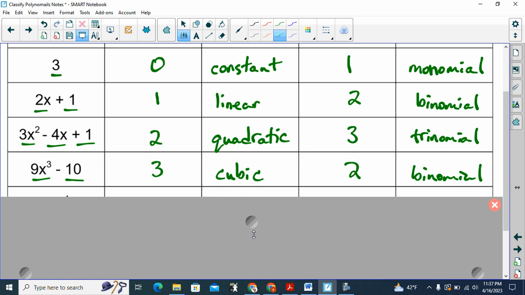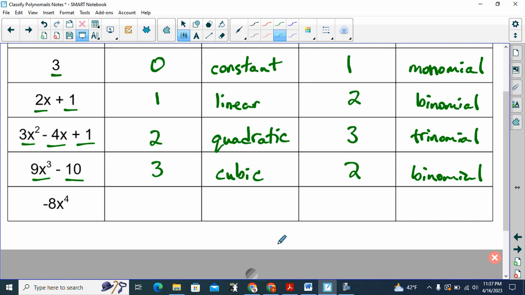And the last one on our list looks like this. Negative 8x to the fourth. Degree is 4. If the degree is 4, that is called a quartic function. Quartic, which looks a lot like quadratic if I take out a couple of letters. There's one term making it a monomial.